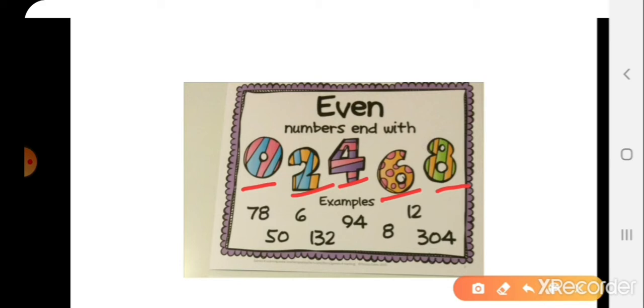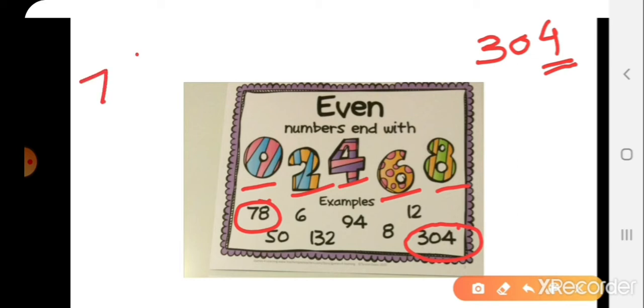Is this number an even number? Yes, 304 is even number because it is ending with the digit 4. Is 78 an even number? Yes, it is an even number because it is ending with the digit 8.